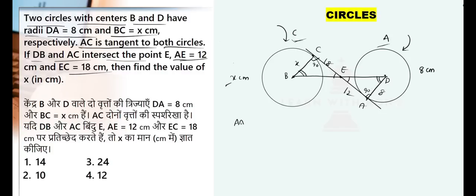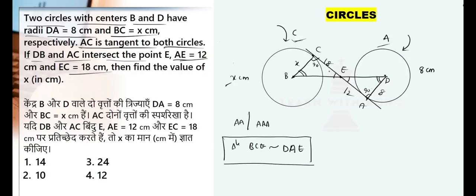So by the AA angle property, in triangle BCE this angle is a right angle, so similarly this angle is a right angle, so it is similar to triangle DAE. If two triangles are similar, then the side ratios will be proportional, right? So if we take these triangles here, BC by DA is proportional to CE by AE, which is proportional to BE by DE.